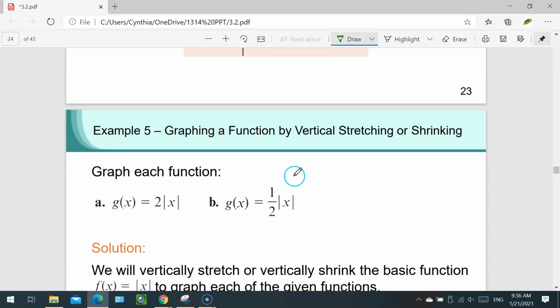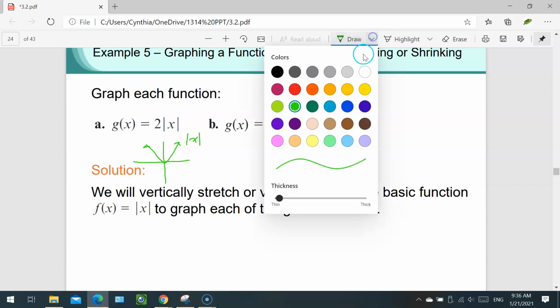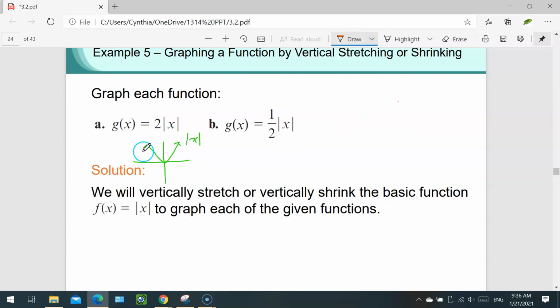So we take a look at an example. g of x has 2 multiplied to the absolute value function. I know the absolute value function is a V shape passing through 0, 0. So this is the absolute value of x. Multiply 2 to the absolute value function. 2 is bigger than 1, so without creating the table, I know the graph will go skinnier and near to the y-axis. So this would be 2 times the absolute value of x.